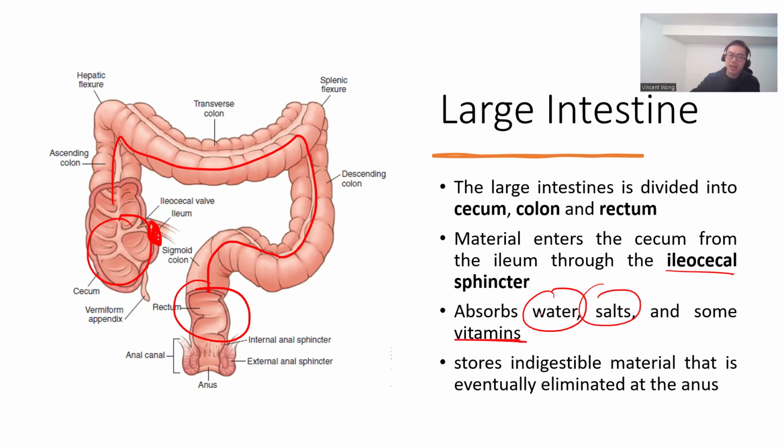Okay, by this time, most of the nutrients are absorbed. All the amino acids, glucose, and fatty acids are already absorbed in the small intestine. Right now, it's just water and some dissolved vitamins. There are actually bacteria living in our large intestine that produce some vitamins, and we're going to be absorbing them. Whatever is not absorbed is going to get eliminated through the anus.